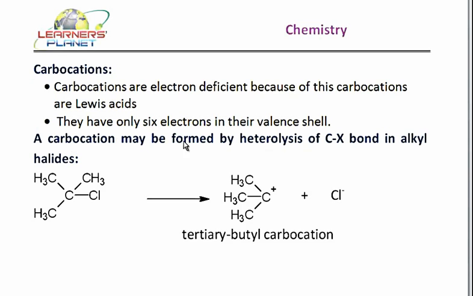A carbocation may be formed by heterolysis of the carbon and halide bond in alkyl halides. So it can be formed in many different ways, but this is one of the common ways. Right? So heterolysis, in this type of cleavage, what happens? The shared pair of electrons moves to one atom. Right? So this is a tertiary butyl chloride, and the carbocation formed over here is a tertiary butyl carbocation.